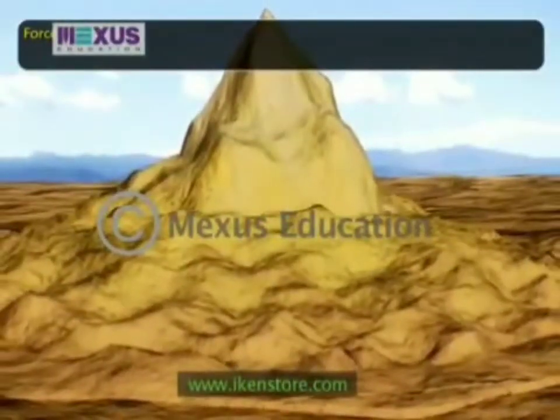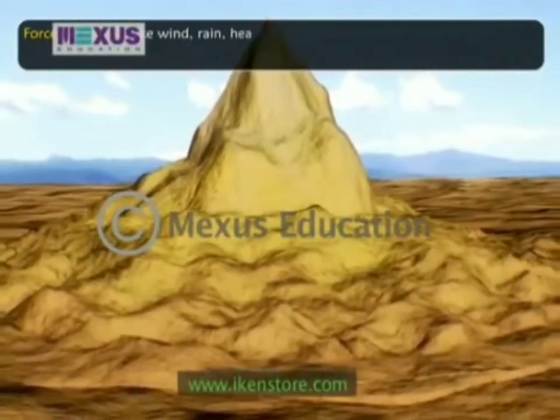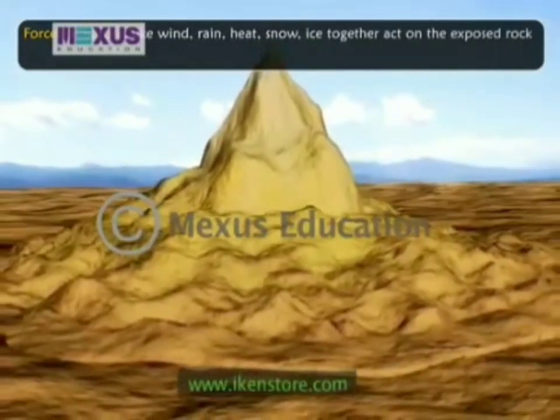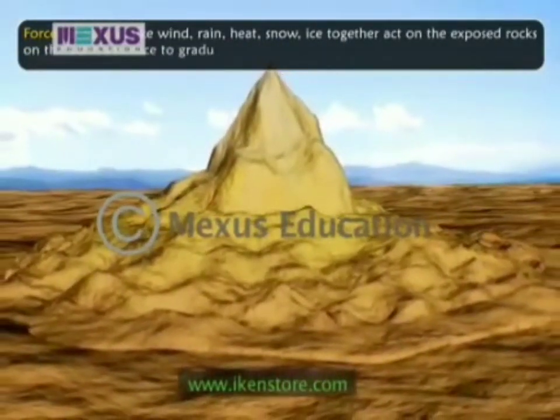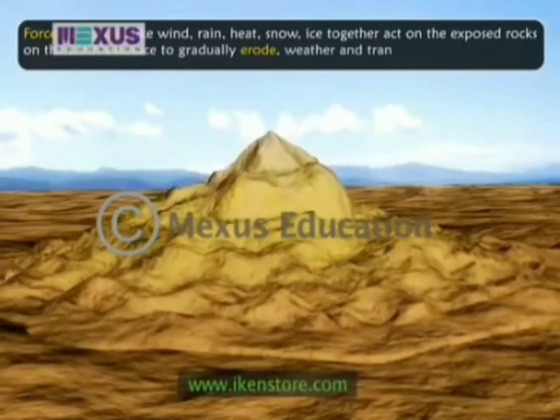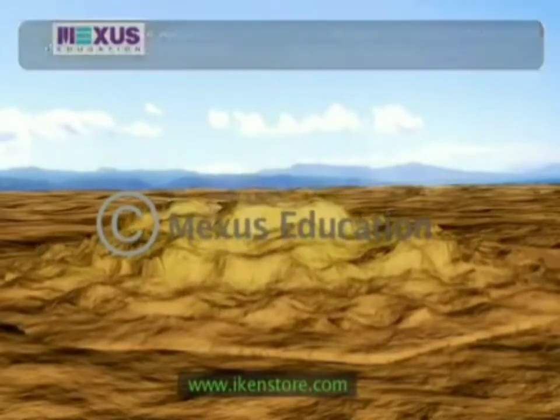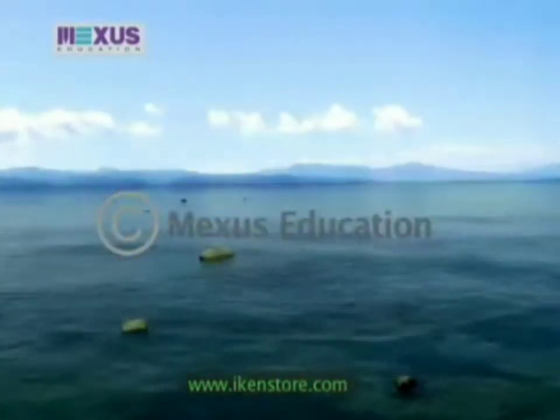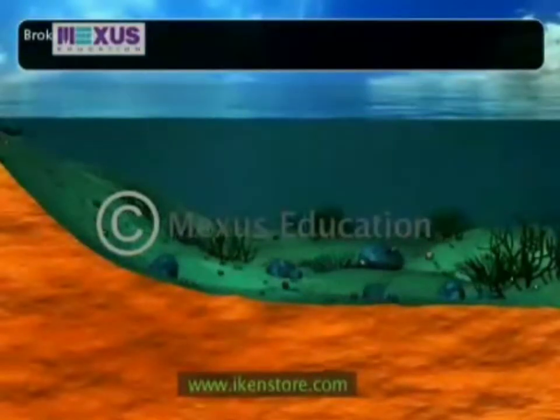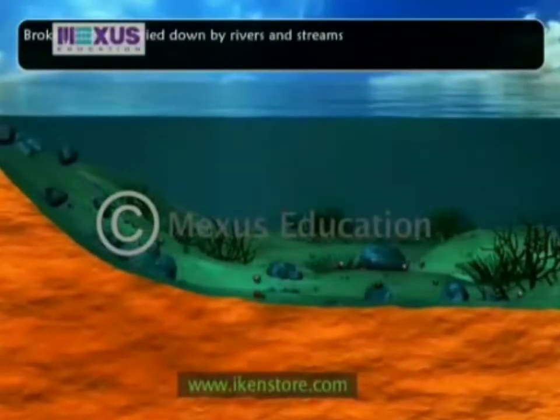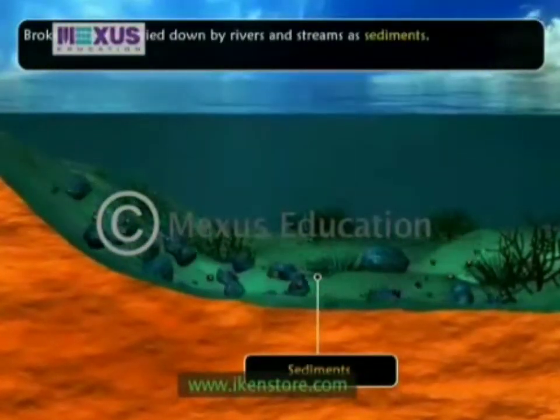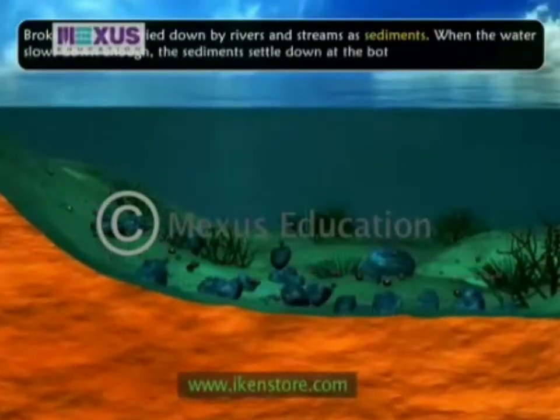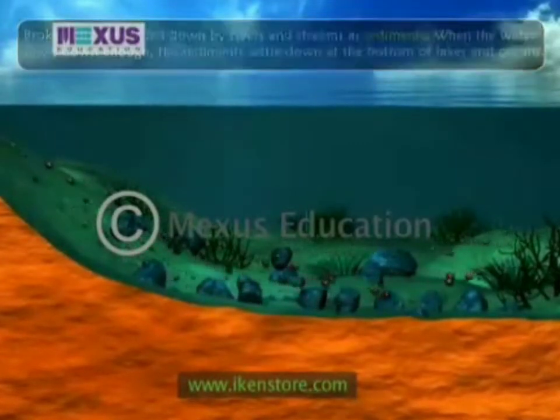Forces of nature like wind, rain, heat, snow, and ice together act on the exposed rocks on the Earth's surface to gradually erode, weather and transport the broken bits. Old mountains are especially subjected to this slow gradual erosion. Broken bits are carried down by rivers and streams as sediments. When the water slows down enough, the sediments settle down at the bottom of lakes and oceans.